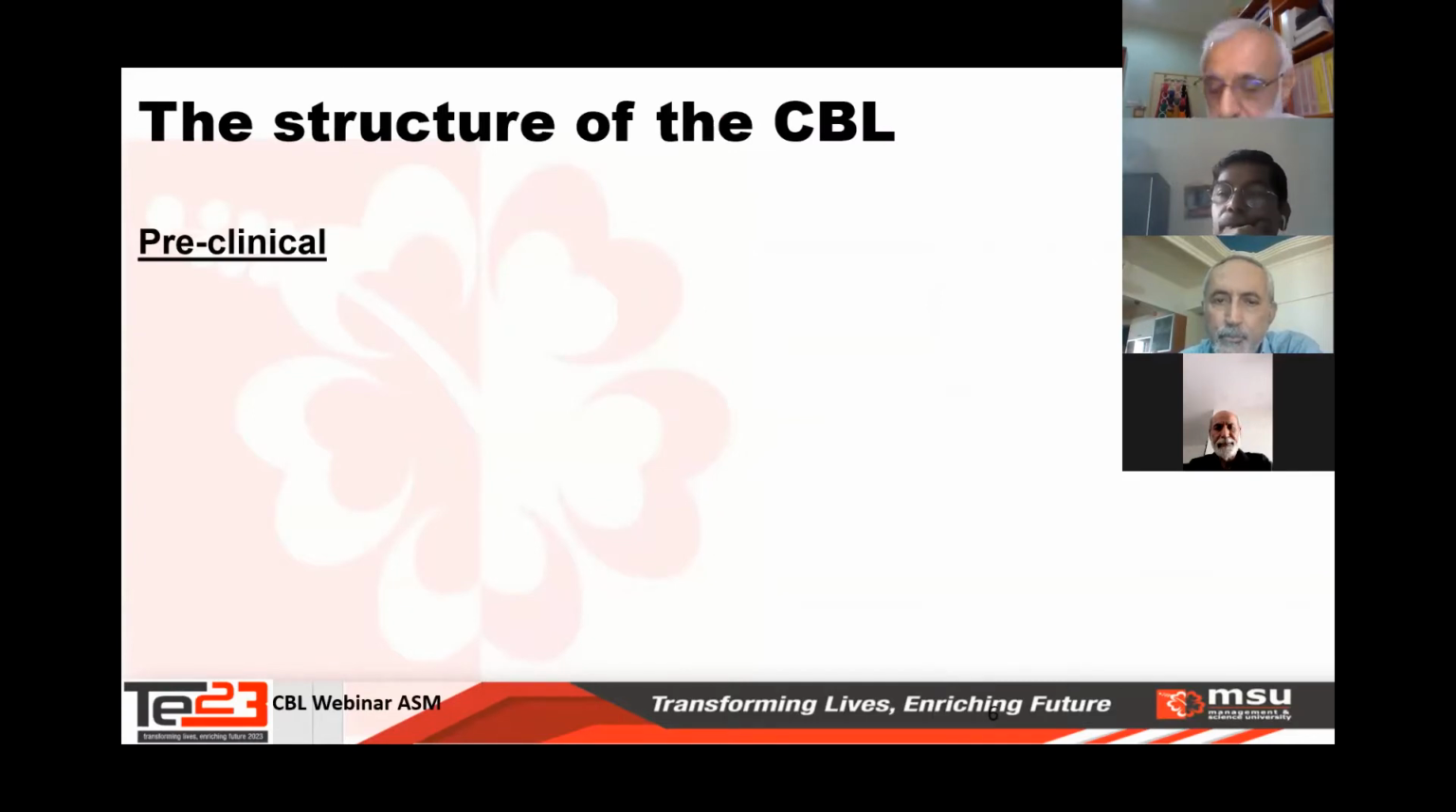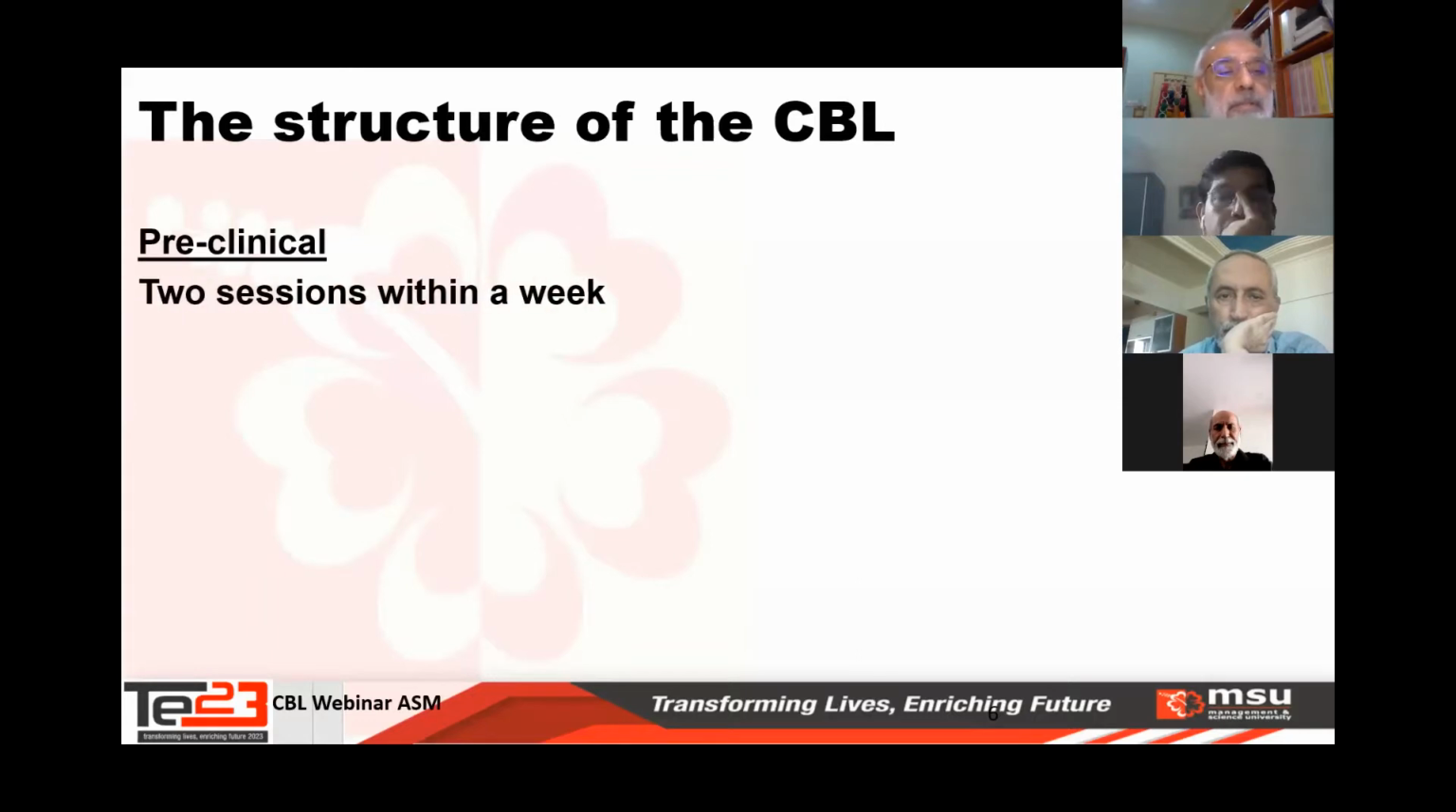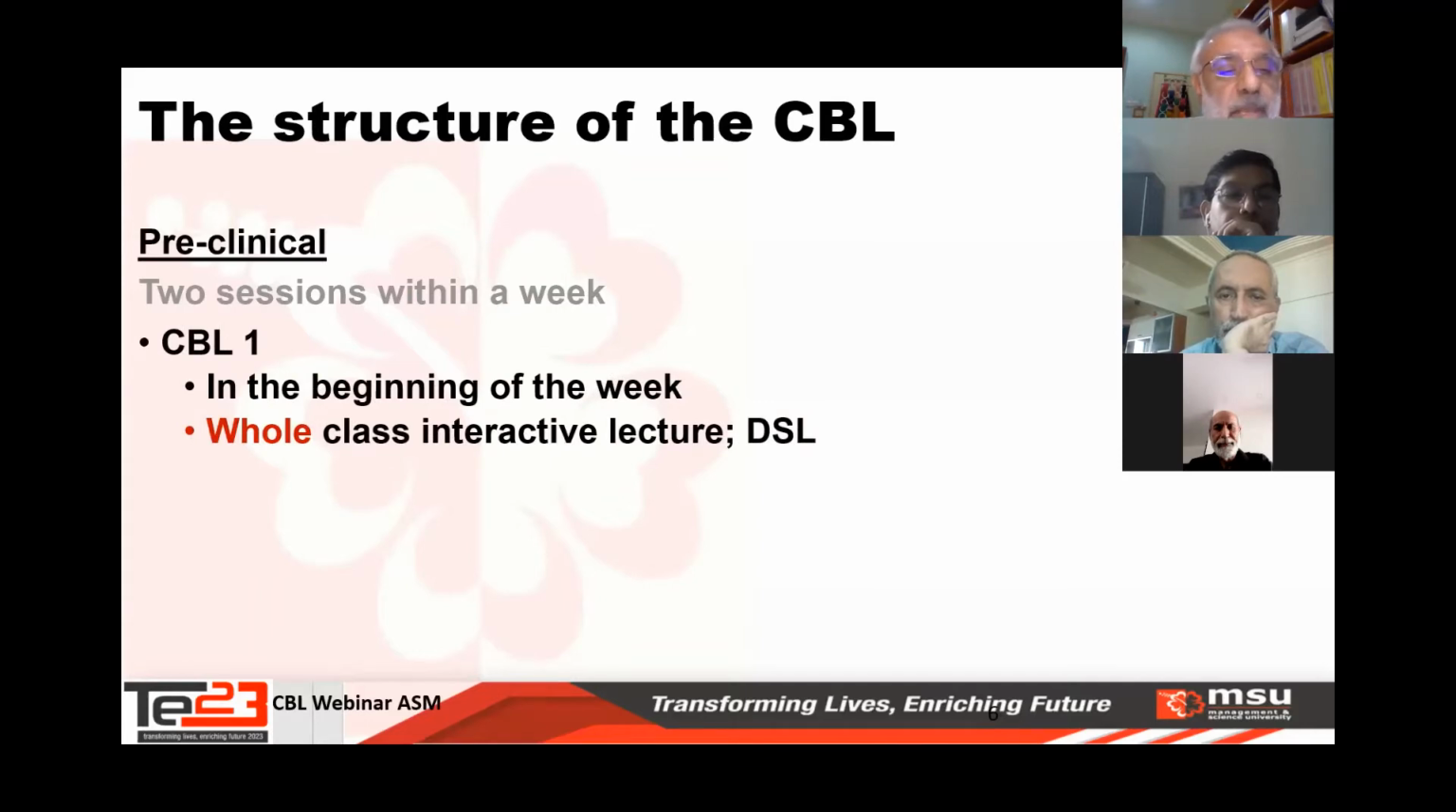Coming to the structure of CBL, it can be different in preclinical years as compared to clinical years. In preclinical years, there are 2 sessions within a week. The CBL1 or the first session usually takes place in the beginning of the week and the whole class is involved. It can be in the form of a lecture, or it can be in the form of directed self-learning where material is provided to the students and they learn themselves. But important is that this is a session for the whole class.